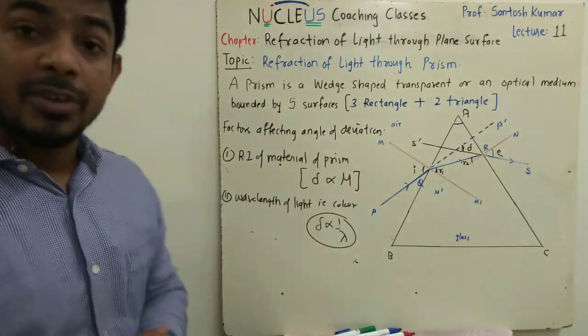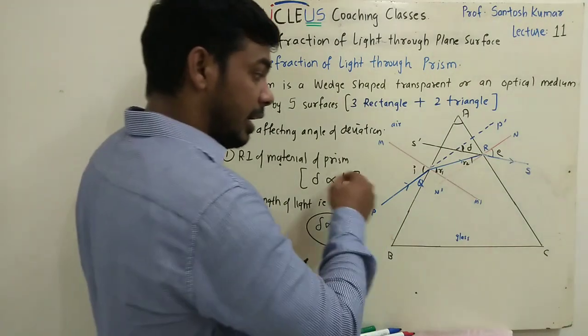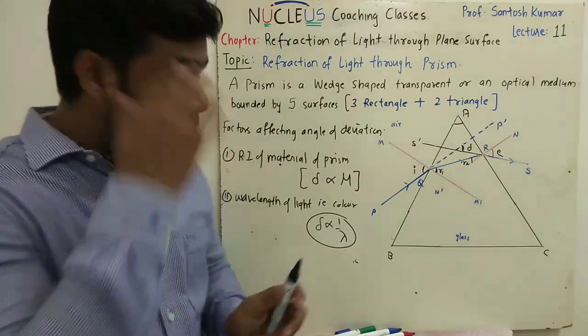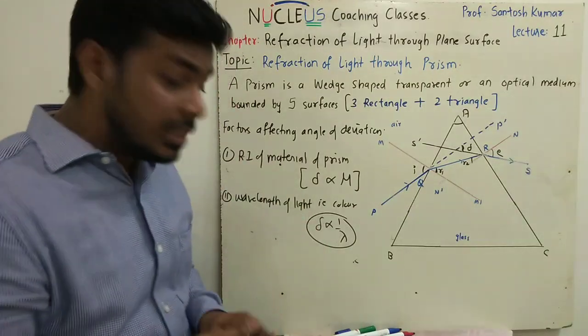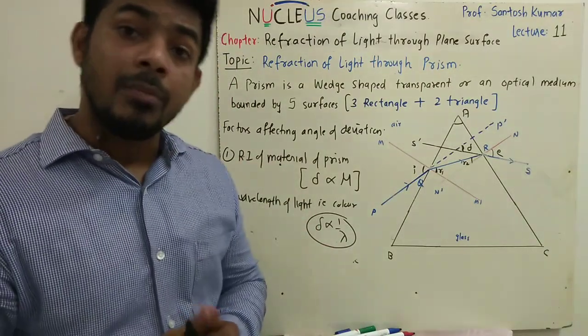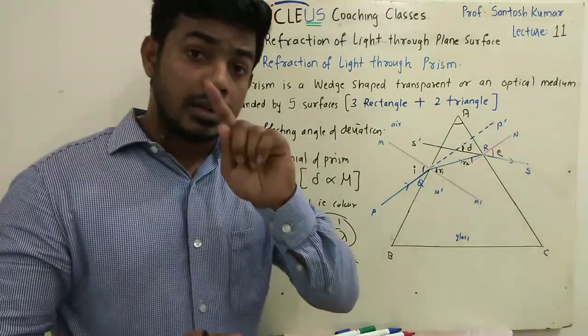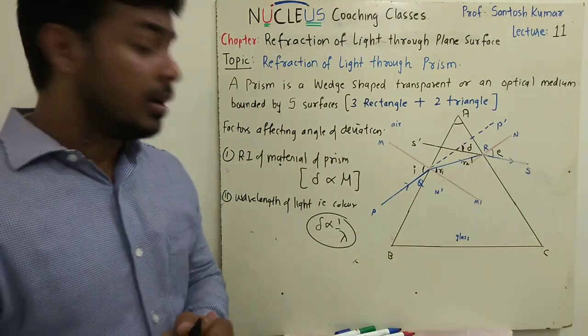That means on a given prism, if different colors are incident at the same angle, we will see that the color having the least wavelength will get deviated by the maximum amount. If I talk about the spectrum of white light, the red color has got the maximum wavelength.